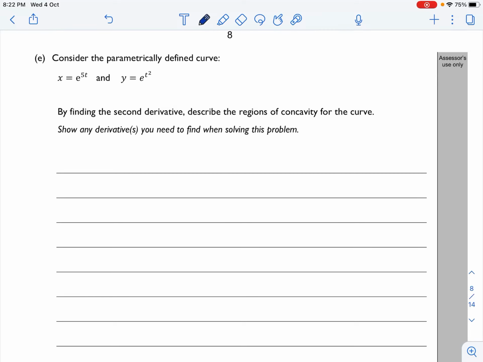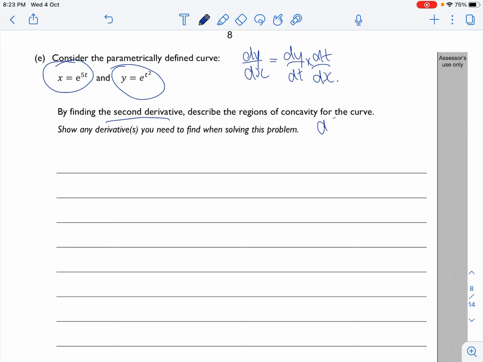So this is question 2e, parametric equation. So dy by dx equals dy by dt times dt by dx. So we're going to do that. And they want the second derivative, so I'll just put that here too. So d squared y by dx squared.